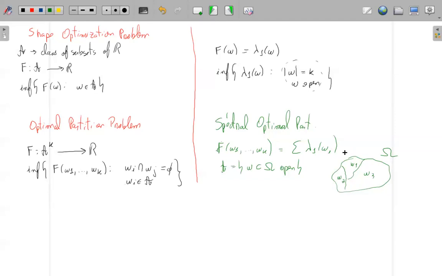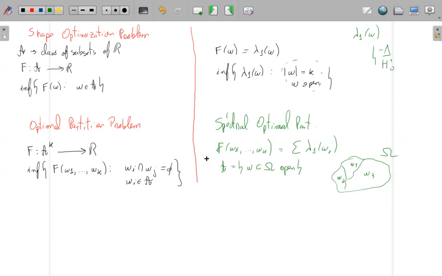So, okay, let me write it here. So this is associated with the Laplacian with Dirichlet boundary conditions. Thank you for the question.